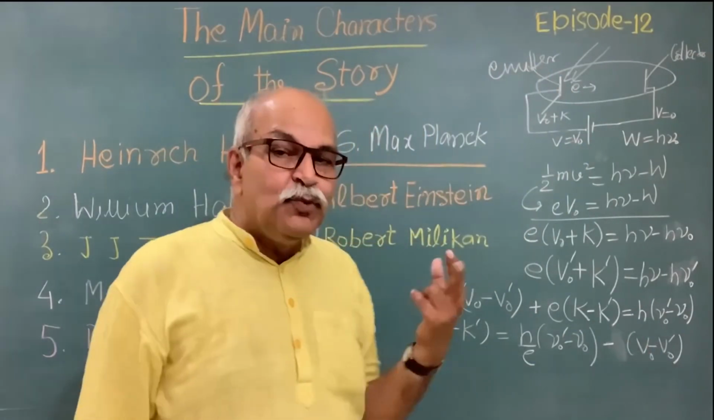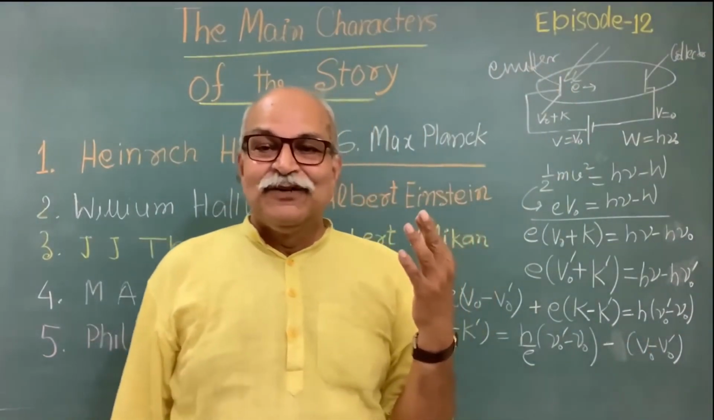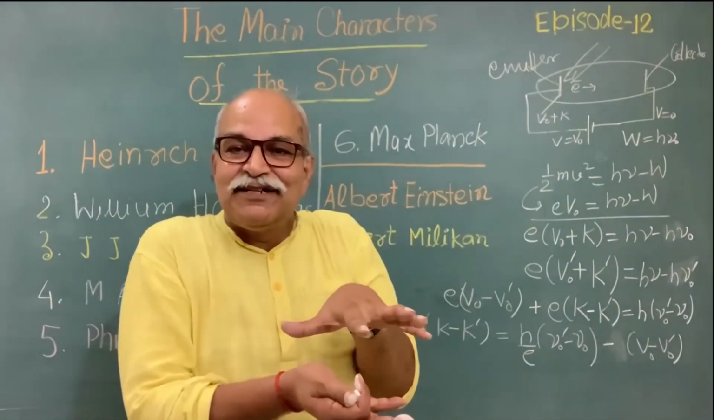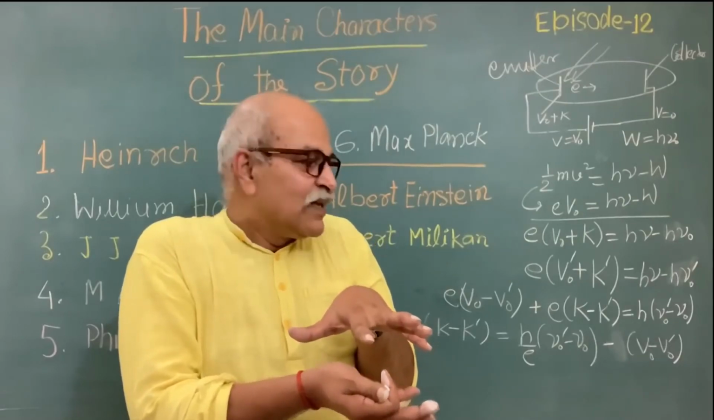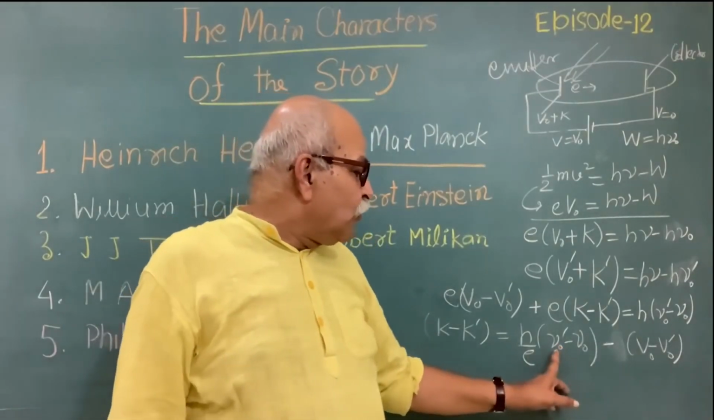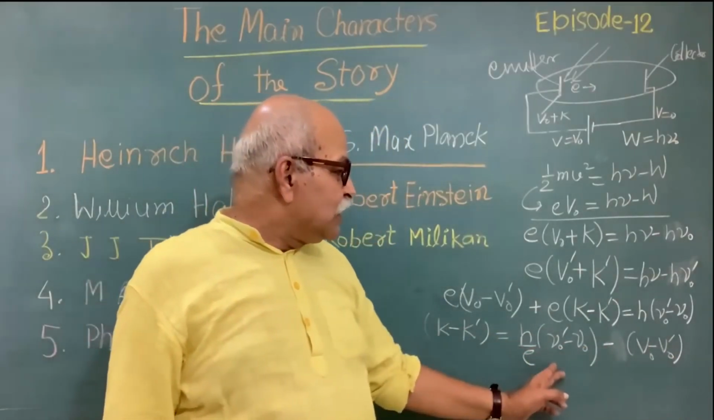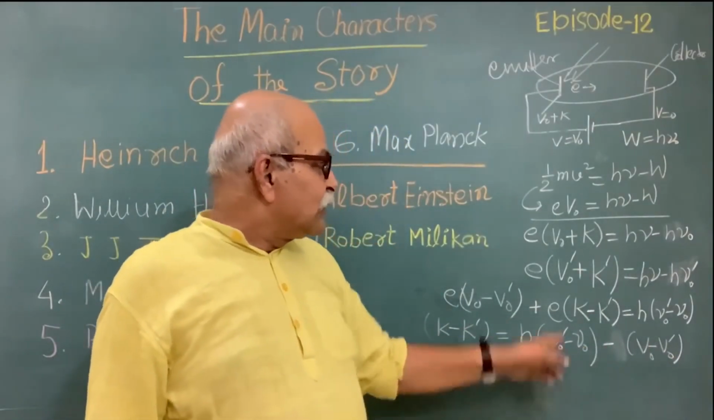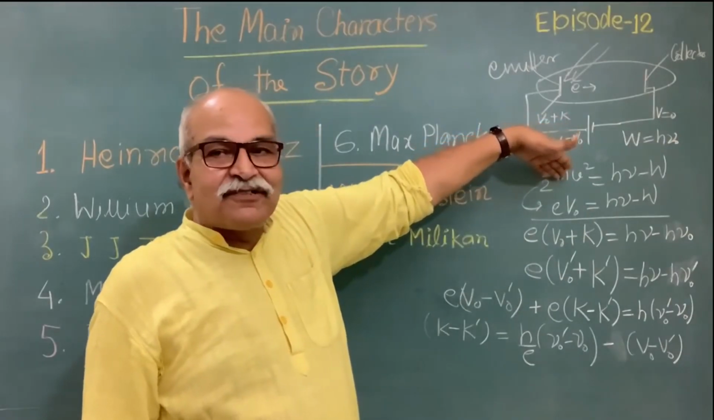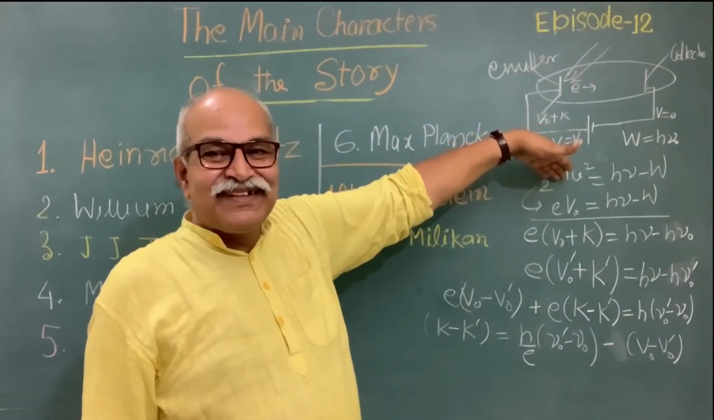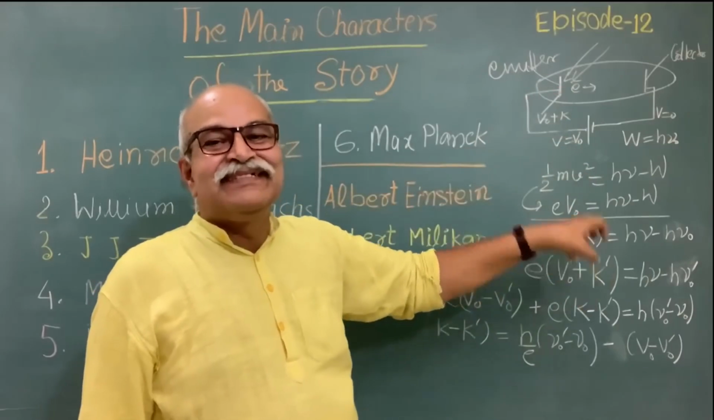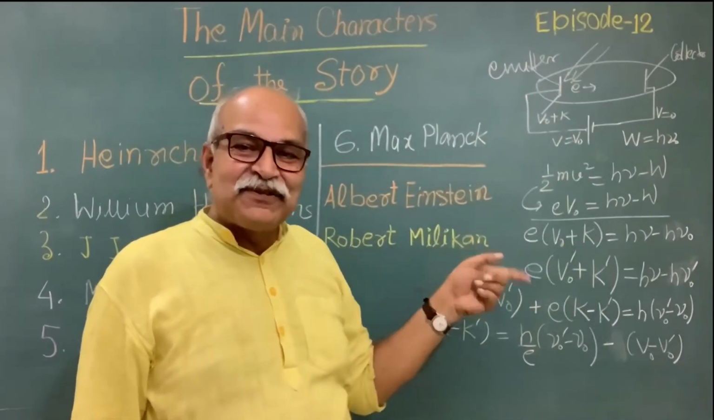So we have two different ways. One is direct measurement of contact potential, and the second is from these parameters, and these two should be equal. If they are equal, that means this equation is valid. Alright, so Millikan does that also.